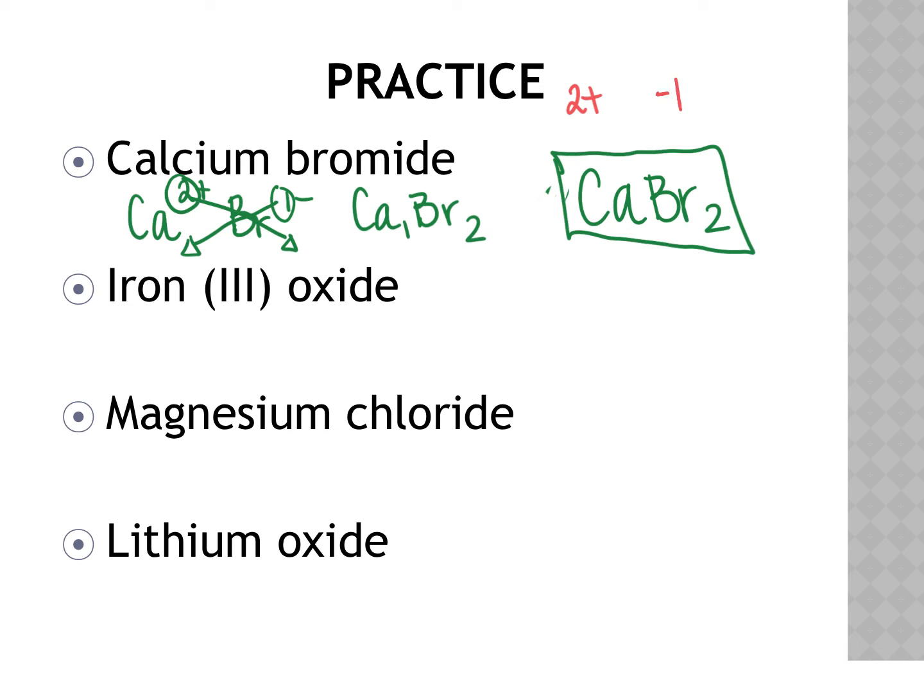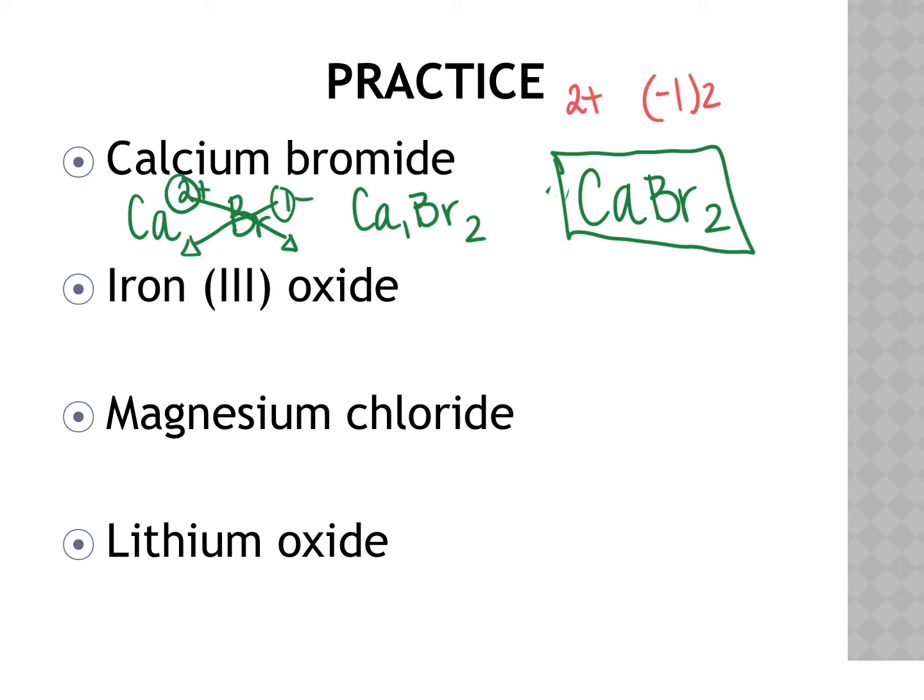It has -1. However, what is this little subscript telling you? There's 2 of them, so what's -1 times 2? Are we neutral? Yeah. So our +2 balances out our -2. You don't have to write that. I just want to make sure you know how to track those charges and you know how to make sure you're neutral.